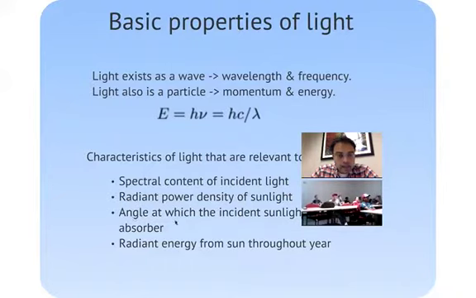The third thing is, of course, the angle at which the incident sunlight strikes an absorber. So let's say we're trying to absorb the light using a photovoltaic panel. The angle is very important, as we talked about during the first lecture. The last thing is the radiant energy from sun throughout the year. So in other words, how does the energy change with seasons, with time during the day, and so on? Because this is also very important, as we know, when we start building systems that need to be reliable. Okay, so in summary, although we have a lot of properties of light that are very important for engineering and physics in general, the most important parameters for our class are listed here, and this is what we'll focus on.